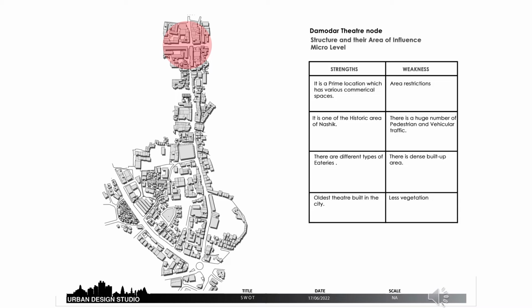The weaknesses are area restriction. There is a huge number of pedestrian and vehicular traffic. There is a dense built up area and less vegetation.